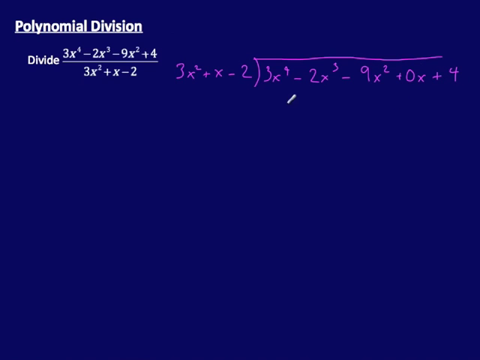And then we just go through that whole process. So we get x squared times 3x squared gives me 3x to the fourth. x times x squared is x cubed. Negative 2 times x squared is negative 2x squared. And we subtract.